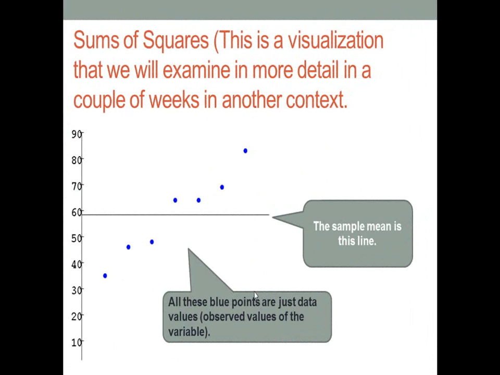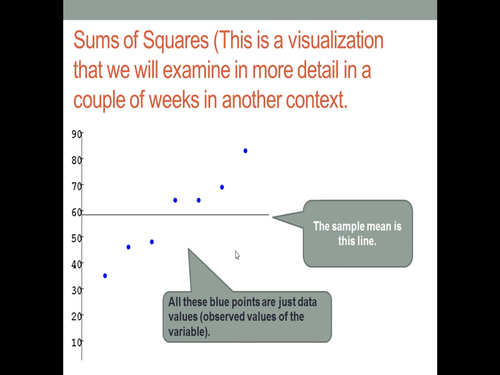I'm going to give you a little bit of a visualization here. We'll look at this again in a couple of weeks in a little bit different context. In this particular thing, what we can see is that we have the sample mean, and then all the blue points are just individual values. So you can see the mean is in between that. It looks like it's around 59 or something like that.